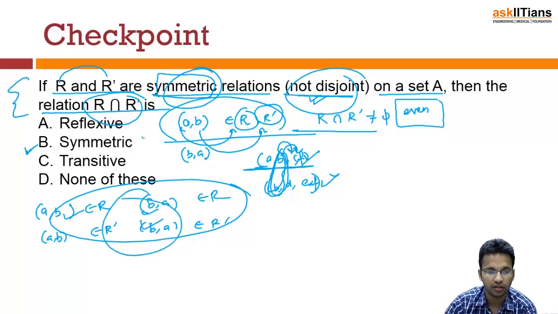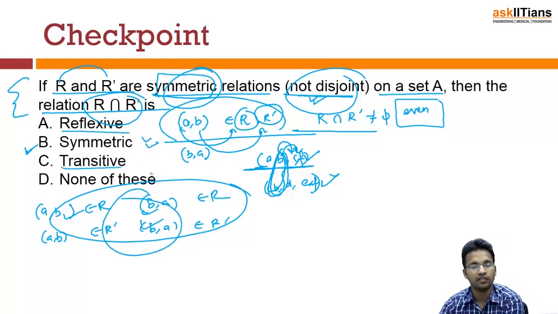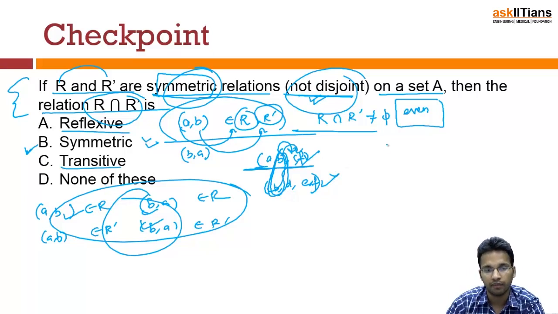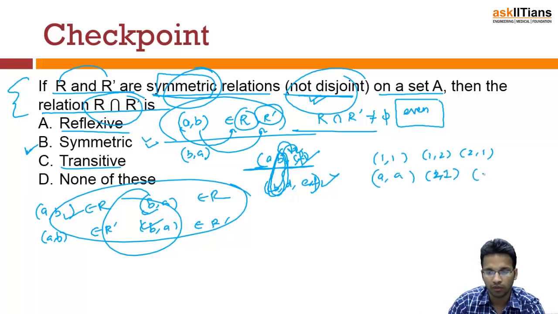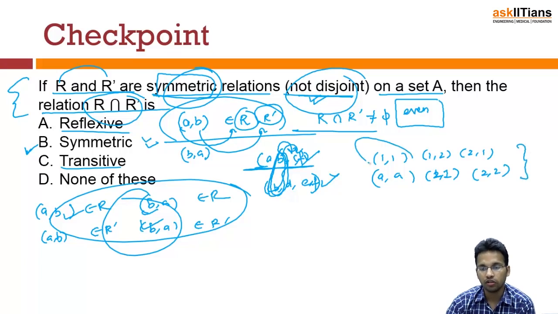So you can say it's symmetric. For reflexive, transitive, you can just take examples. The best way to solve all these questions in JEE is to take examples. You can take (1, 1), (1, 2), (2, 1). Now this is a symmetric relation R, then you can take (A, A). Now these are not disjoint, so there must be one pair present. Suppose I take (1, 1), (2, 2), or like this. So now if I take that these both are symmetric, now this is common, right?